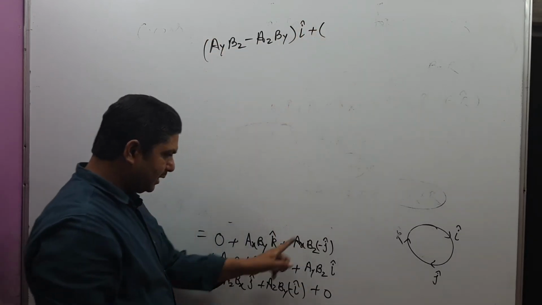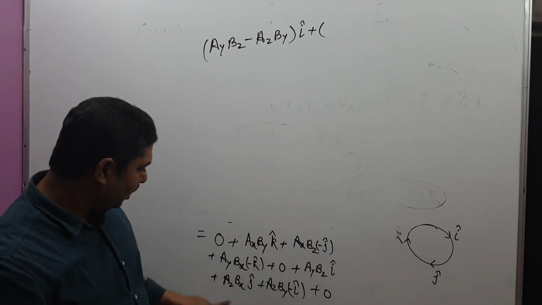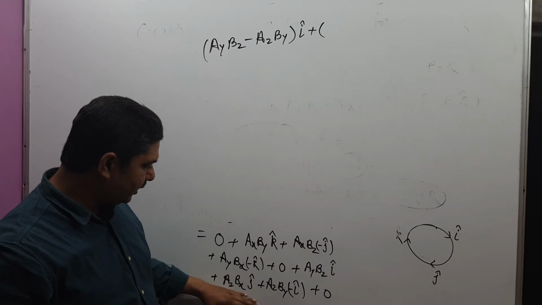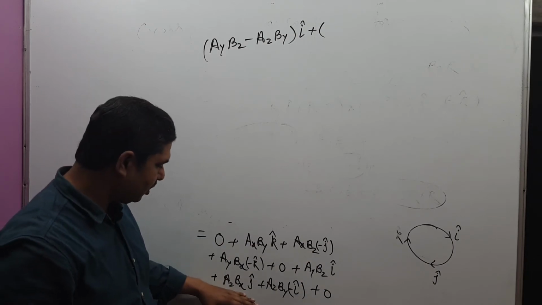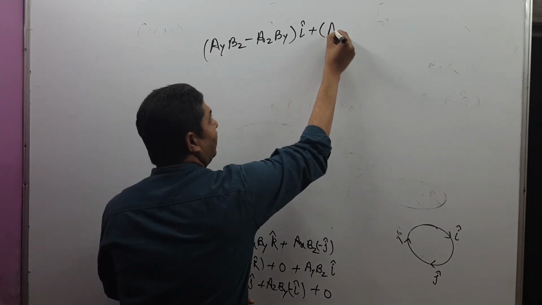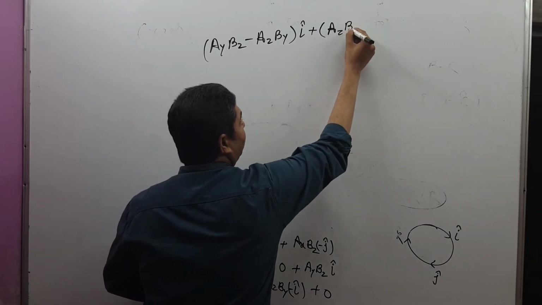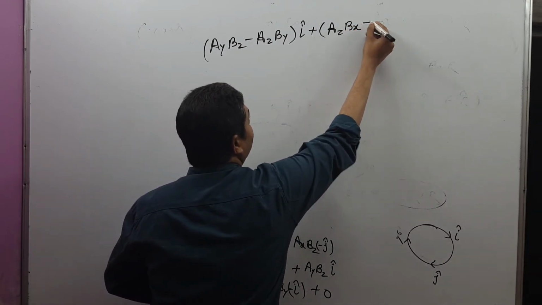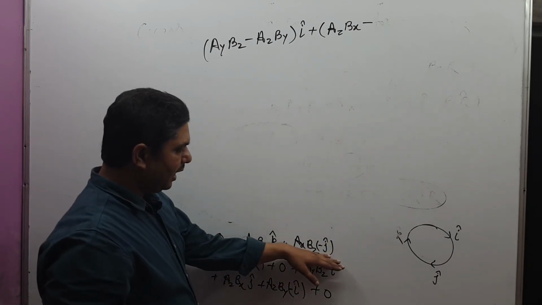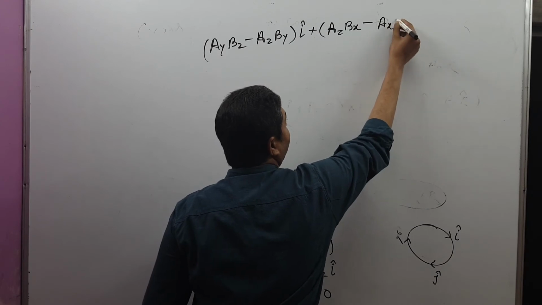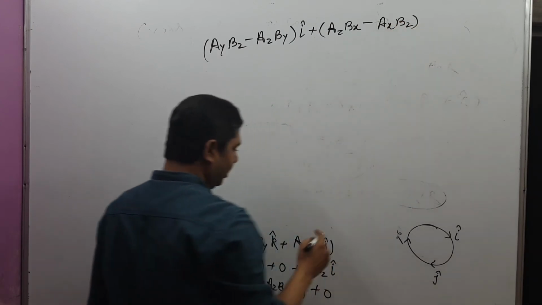After that, find the J term. Here you have J term and here you have J term. This J term is positive, so you have to write this term first. So this term is AZBX. Now give a minus sign from this side and write here AXBZ. So it is AXBZ, and take out the J.